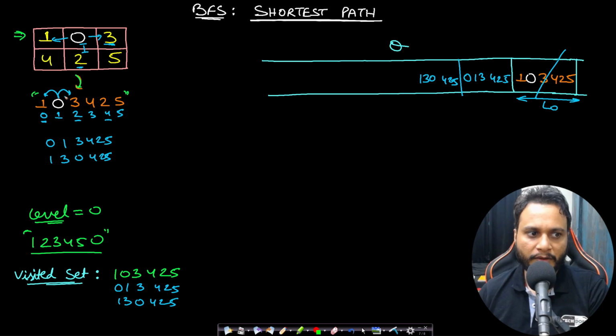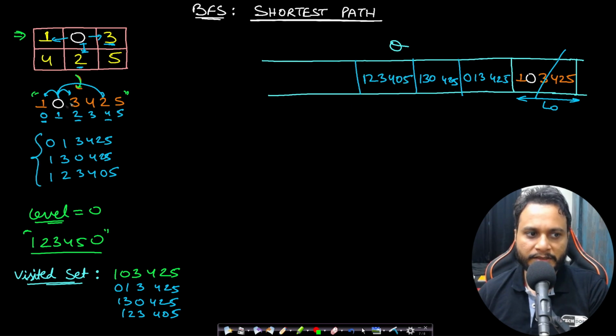Fine. Now another state transition could be to swap this 0 with 2. And if you do that, you will go to the new state 1, 2, 3, 4, 0, 5. Now this is also not visited, 1, 2, 3, 4, 0, 5. So I'll save it into the visited set, and I'll save it in the queue as well, 1, 2, 3, 4, 0, 5. Okay.